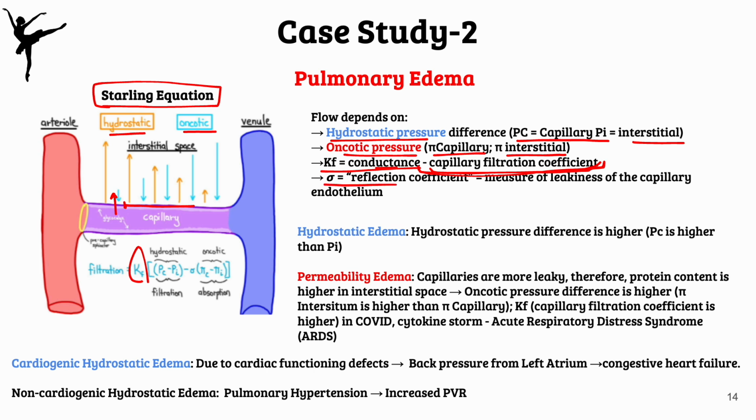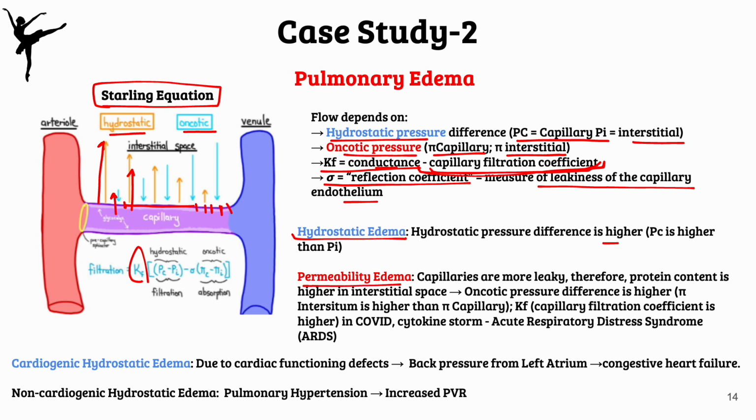The sigma is the reflection coefficient. This is a measure of the leakiness of the capillary endothelium, how leaky this capillary endothelium is. And that will also depend on whether the walls are ruptured, the endothelium is ruptured in a lot of spaces, and in infection this happens. So hydrostatic edema is when your hydrostatic pressure difference is higher. Due to the hydrostatic pressure difference being higher, these tall arrows of hydrostatic pressure are going to push the liquid from the capillary into the interstitial space, right?